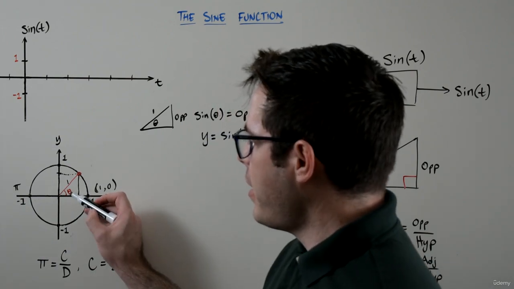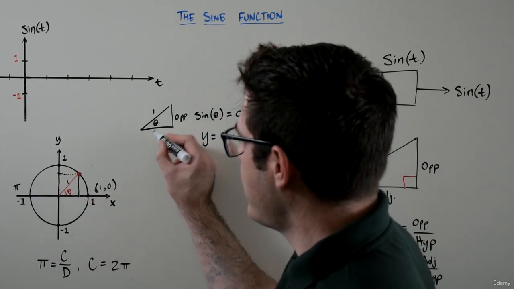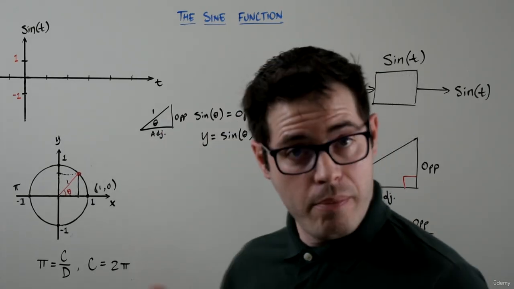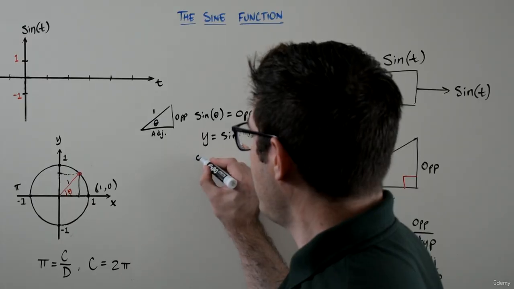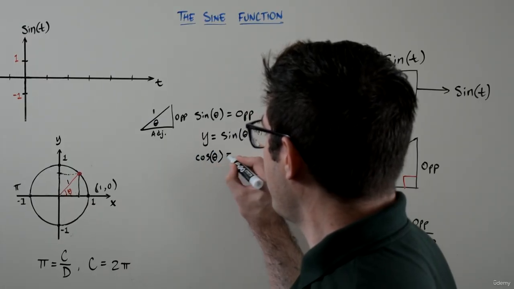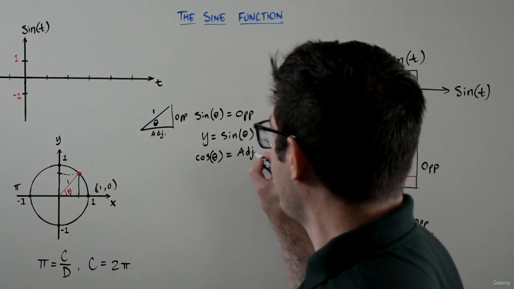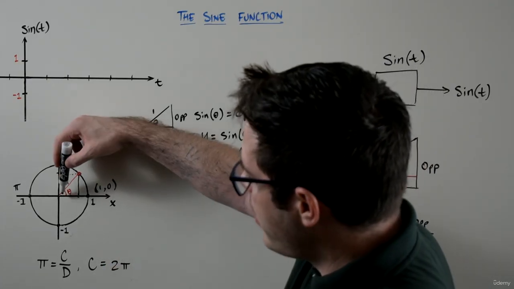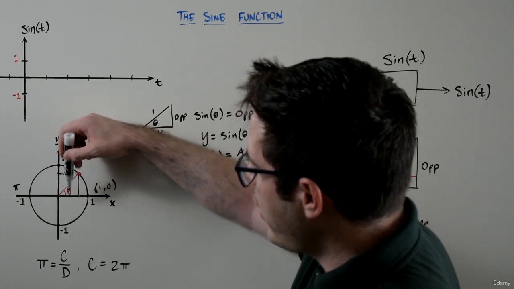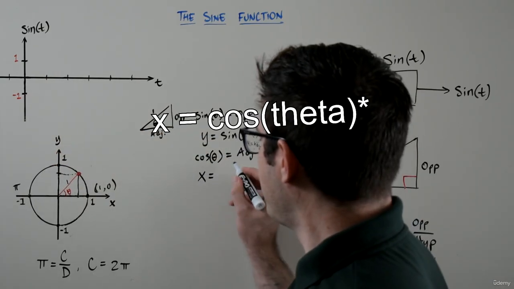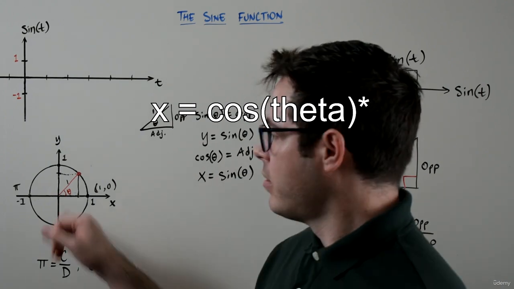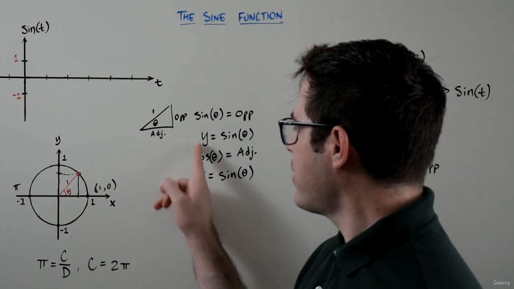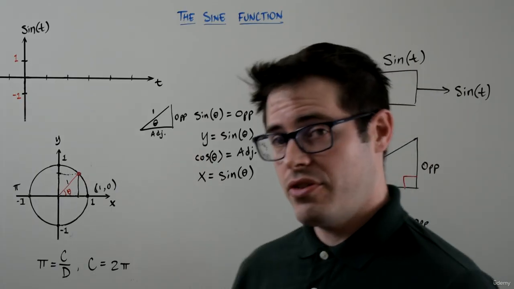Now, the cosine is defined as the adjacent. So this is the adjacent side divided by the hypotenuse, but our hypotenuse is 1. So we can say that cosine of theta is equal to the adjacent side divided by 1, or just the adjacent side. And this is actually our x-coordinate here in xy space. So we can say that x is equal to the cosine of theta. So now we have trigonometric functions on the unit circle defining our x and y coordinates. So this is very useful.